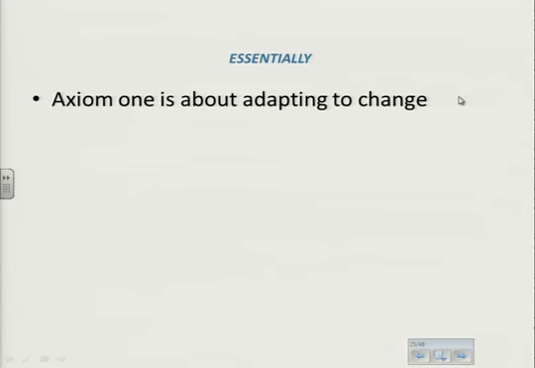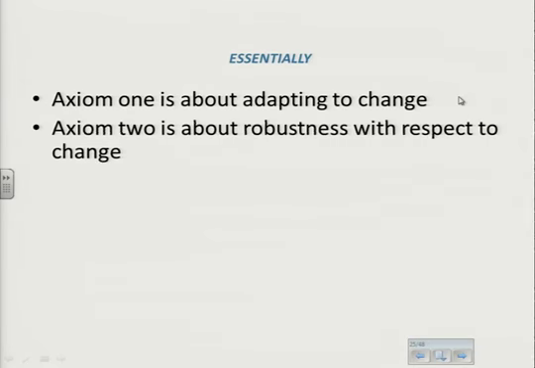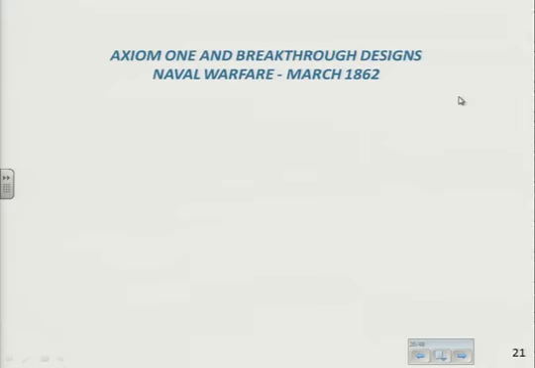So Axiom 1 is essentially about adaptability. Now, Axiom 2, as we said, is about robustness. And that robustness is really with respect to change. What do you need robustness for? Well, if nothing changes, you aren't even going to notice if something is robust because it just sits there.